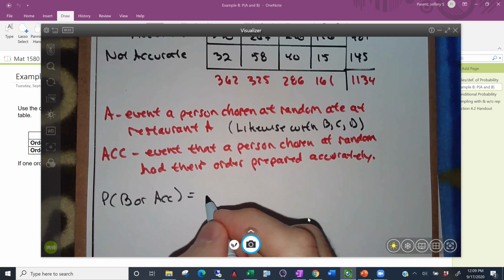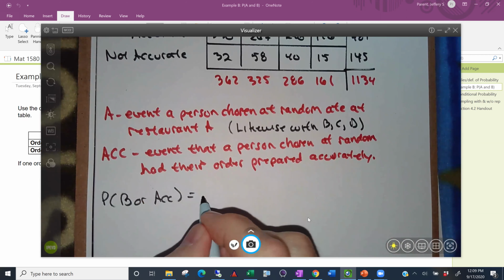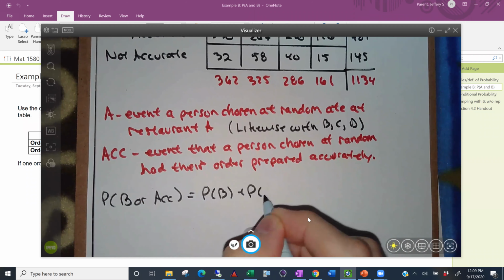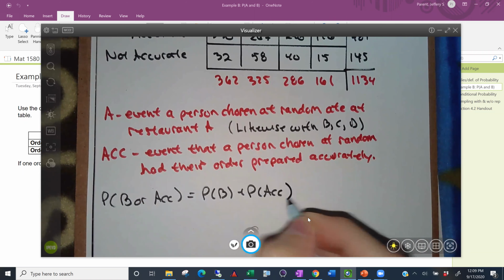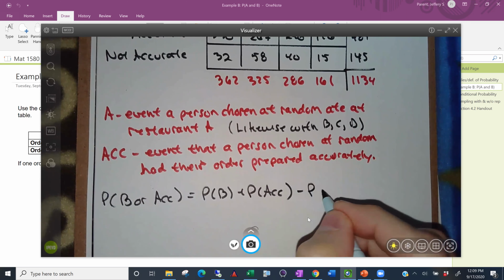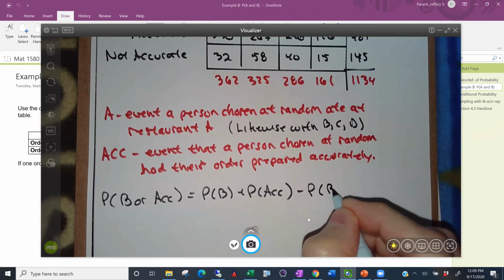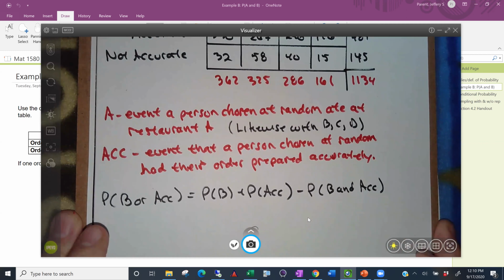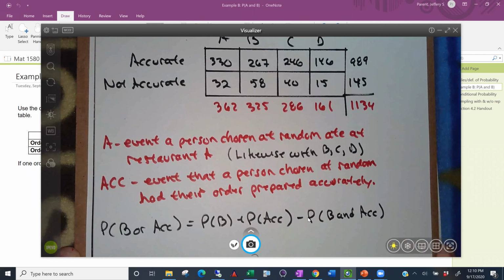Now you're going to use your general rule for this one. Probability of B plus probability that your restaurant order was filled accurately, minus the probability of their intersection. We've got to remove that double counting. B and accurate. So let's see about some of these probabilities here.